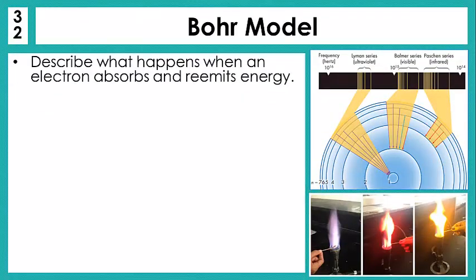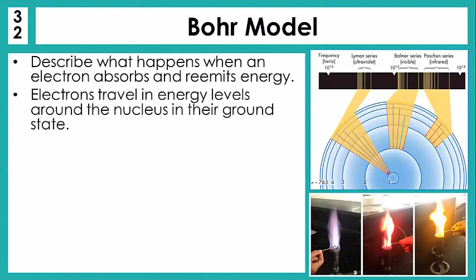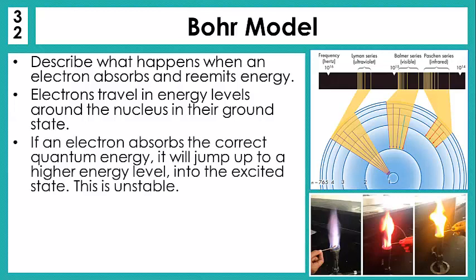Number 32 is asking us what happens when an electron absorbs and re-emits energy. So this was figured out by Bohr, and this is called the Bohr Model. So electrons travel around the nucleus in energy levels. This is called their ground state. If I allow an electron to absorb energy, these energy levels are quantized, so there has to be just the right amount of energy. It will allow that electron to jump up in energy level. This is called the excited state, and it is unstable.